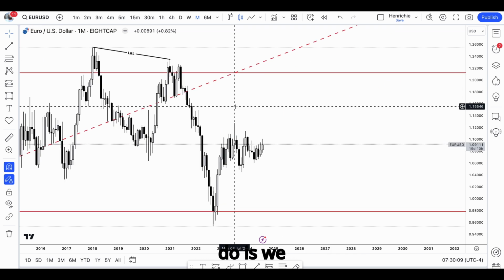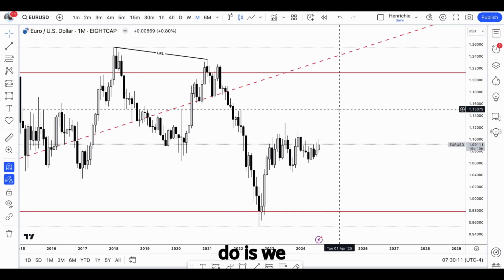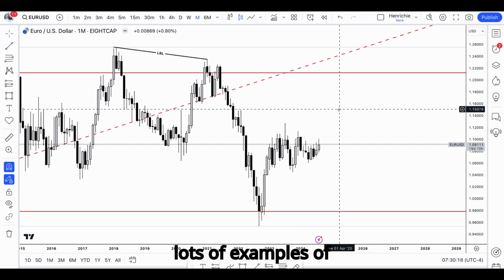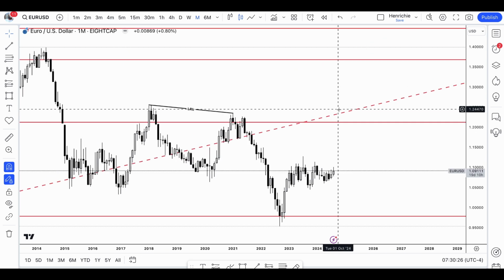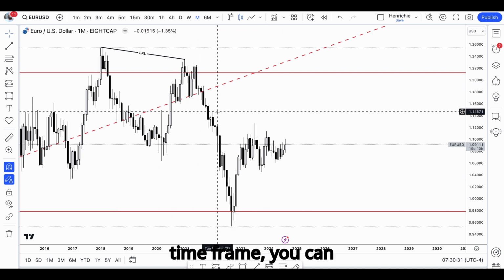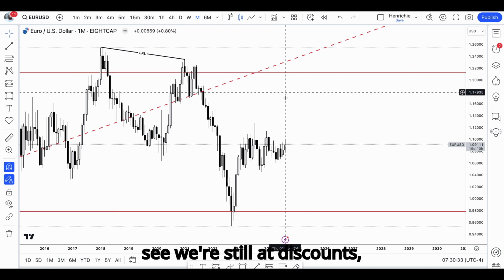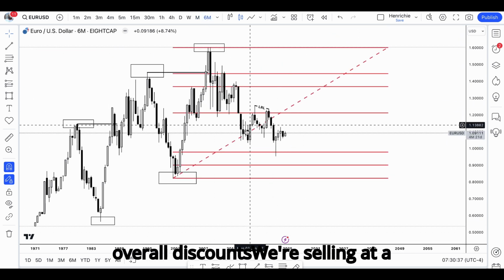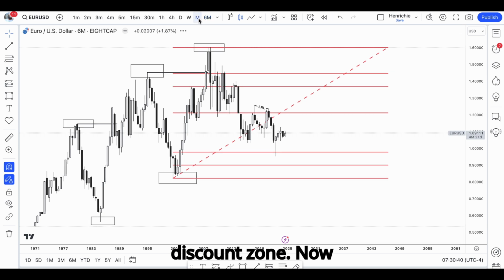The next thing we now do is start to look for intraday setups, and I'm going to share with you lots of examples of how you could have been anticipating buys consistently. The first thing to do right now on this time frame, you can see we're still at discount, overall discount. We're still at a discount zone.